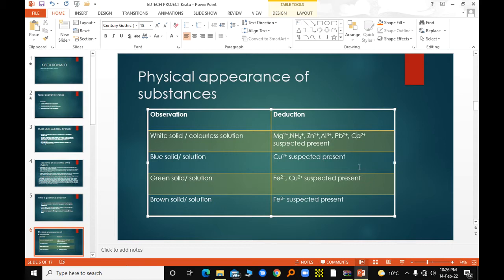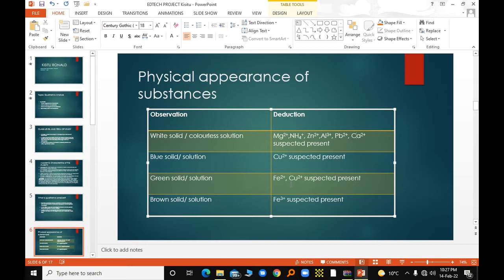What they should know is that in qualitative analysis, especially in practicals, we don't write the names, we write the ions, as you see I've done. Whenever you see anything blue, a blue solid, a blue substance, or a blue solution, you must suspect copper, because at your level, we only study copper. Anything green, that is iron 2 and copper 2. You suspect both. Why do we include copper again?